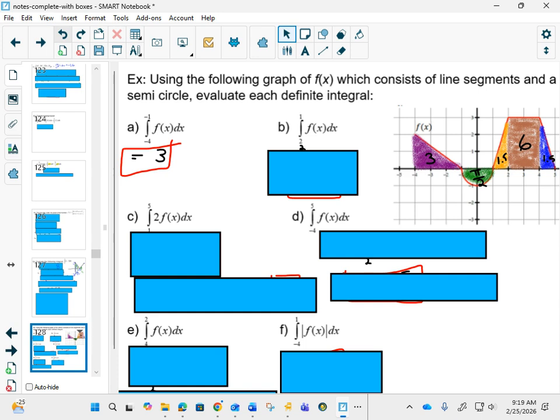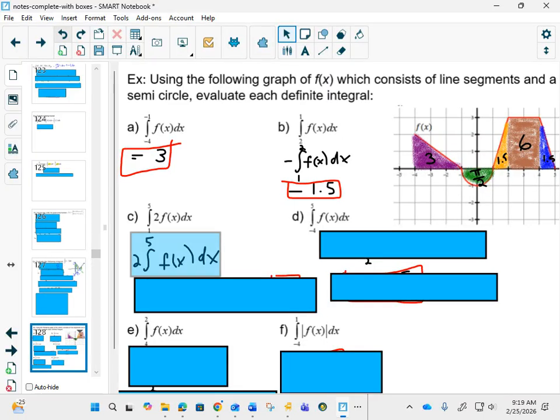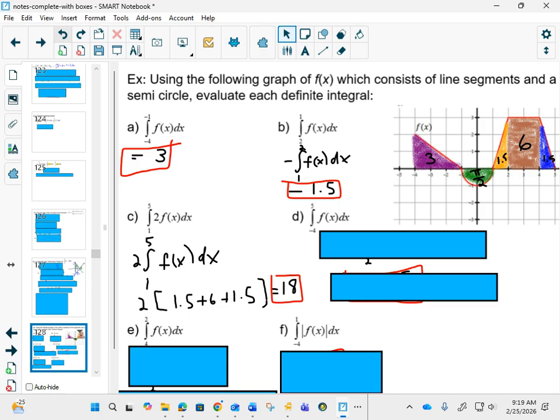So now that we have all of those areas, that's going to help us figure out things moving forward. If you went from 1 to 2, oh, we've got it already labeled on there. We get 1.5. Oh, sorry, negative 2 to 1. I read it wrong. So we know that 1 to 2 is 1.5. So going backwards from 2 to 1 will be a negative 1.5. From 1 to 5, you see that you'd have to add the 1.5, the 6, and the 1.5? We should get 9. And there's a 2 in front, so that 2 gets pulled out. 9 times 2 gives us 18.